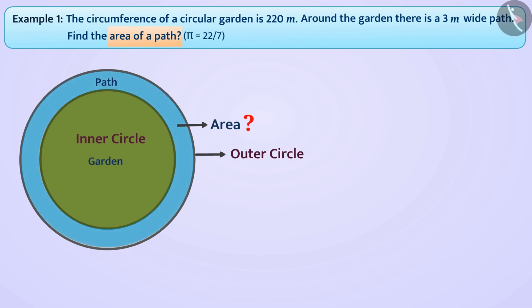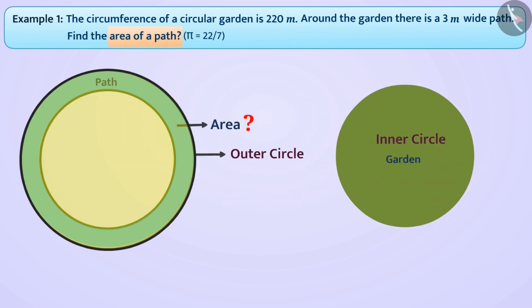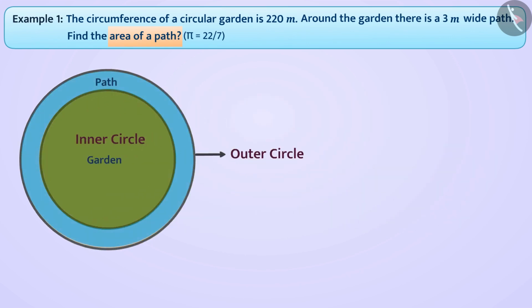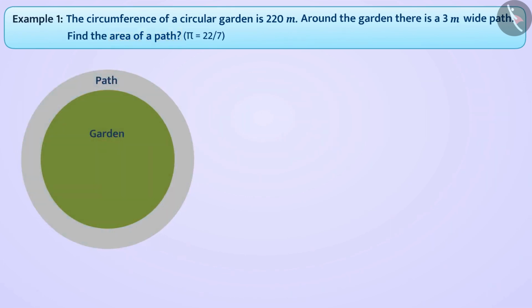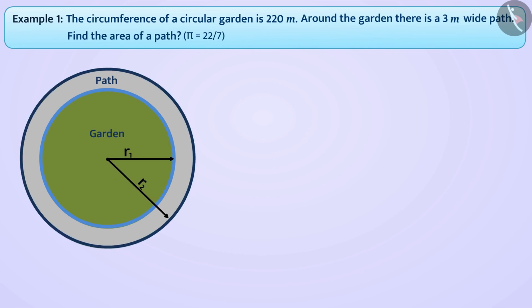We see that area of the path is included in the area of the outer circle but not included in the area of the inner circle. This means that to find the area of the path, we should subtract the area of the inner circle from the area of the outer circle. So let's start. Let's consider the radius of the inner circle as R1 and radius of outer circle as R2.